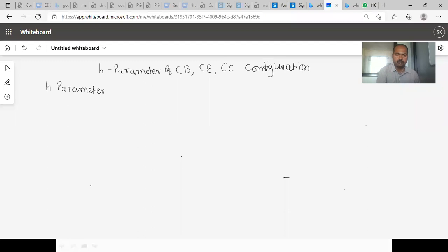Write down here: H parameter, then standard notation of the particular parameter, then CE, CB and CC equation.